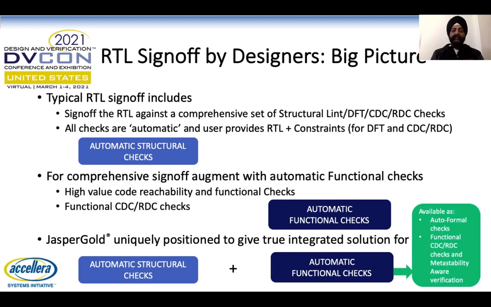So with that big picture in our mind, let's go step by step and see how the auto-formal checks will help you in the comprehensive RTL sign-off. And it will appear that you are doing something additional as checking, so it may take time. But if you look at the overall picture, this will accelerate your sign-off because you can now catch some of the high-value issues upfront without waiting for those to be caught later in your verification. So let's look at the auto-formal piece first.